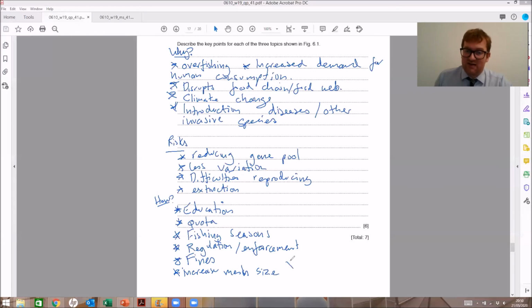So what I mean by that is that instead of nets like this, where you have a very small mesh, you could have mesh sizes like that, and it could allow fish to go through. Obviously, this isn't very big, but to scale, it could be much bigger.